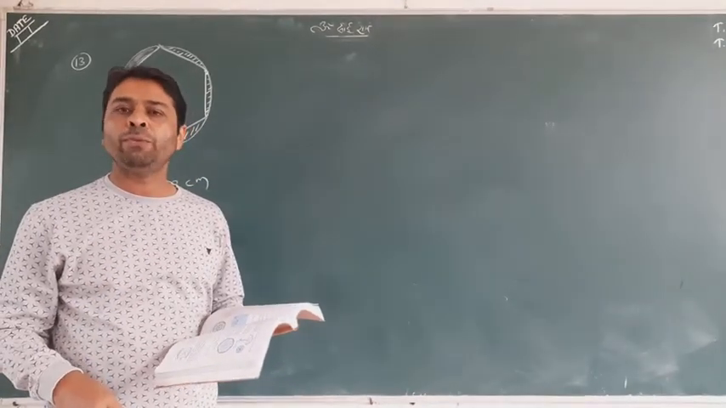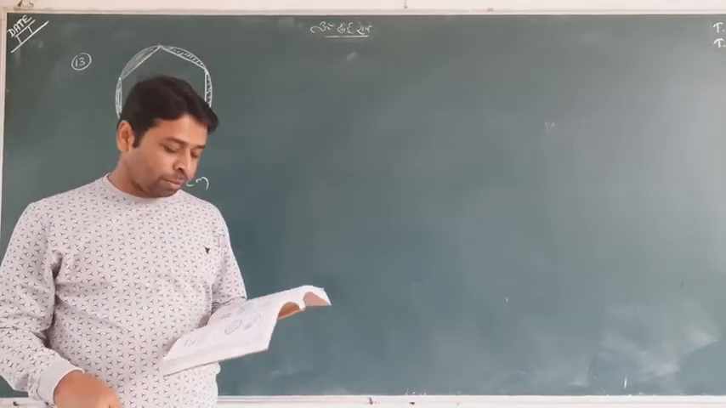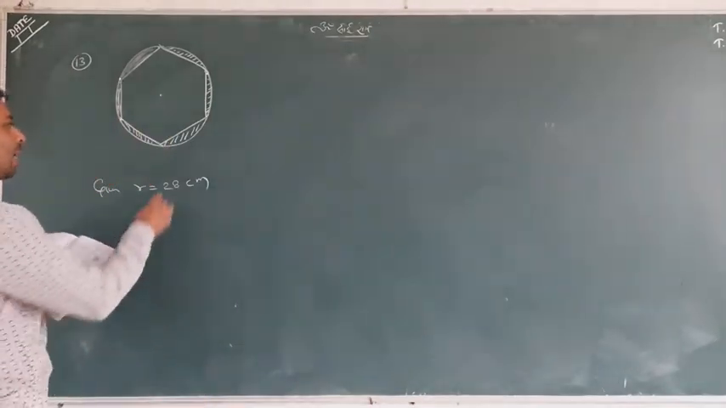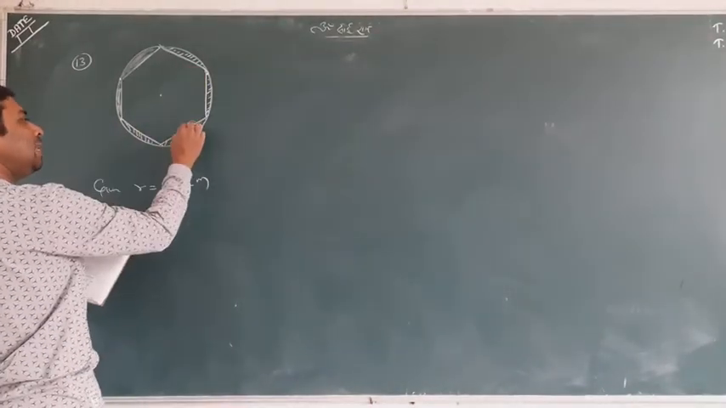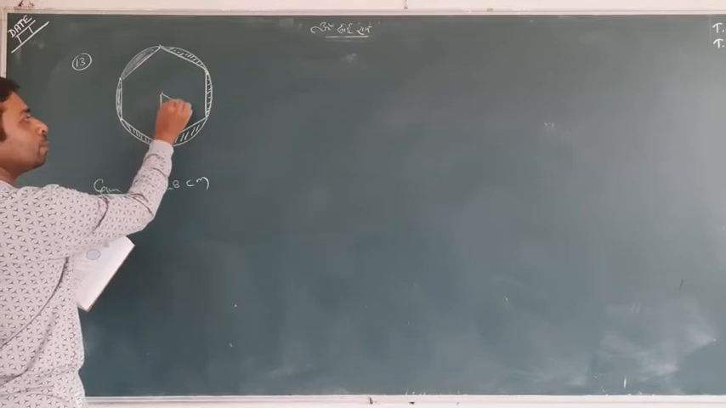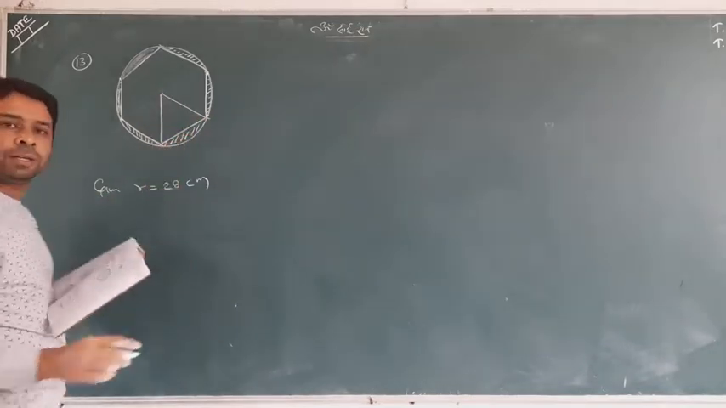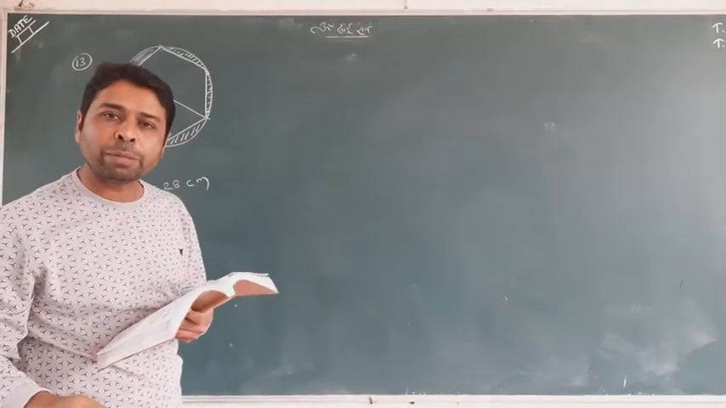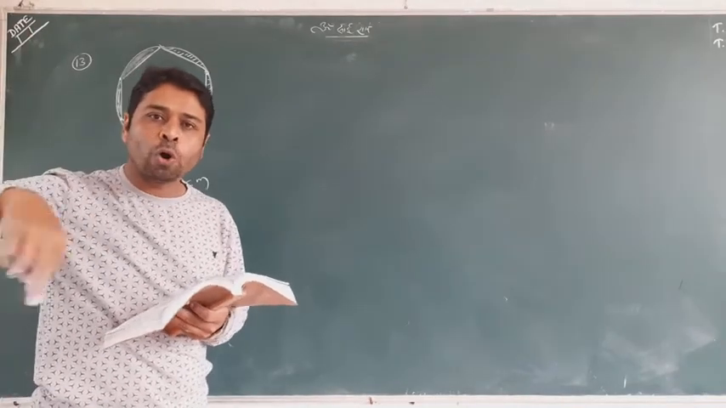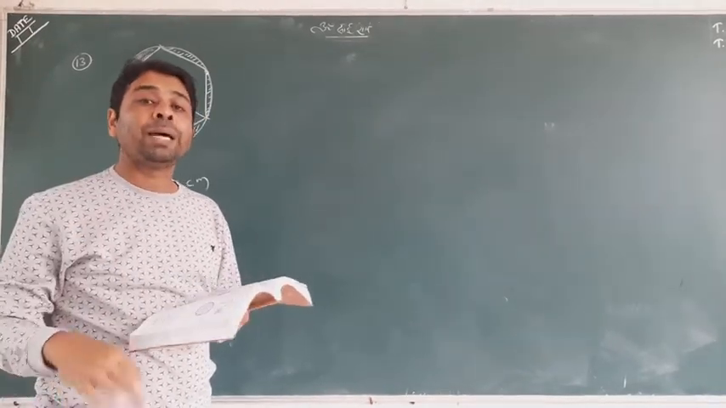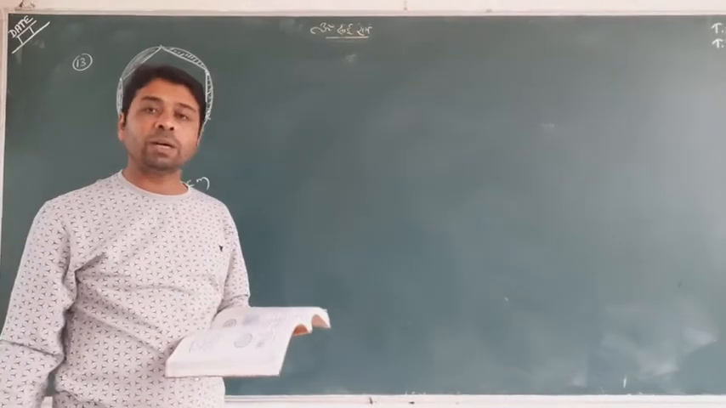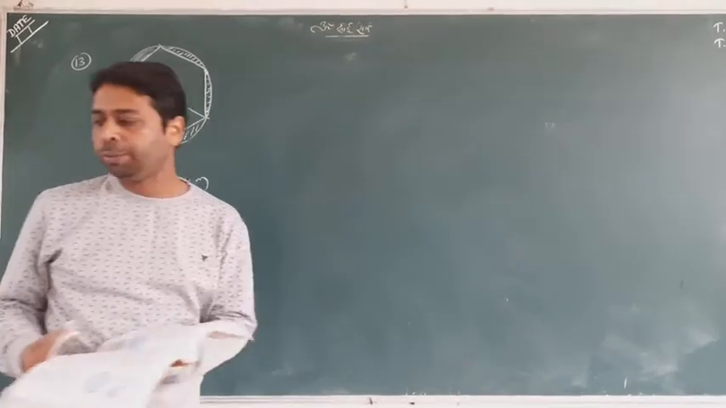What we will do? We will find only the particular segment. You can understand this portion. I will find one segment, only one segment I will find. I will multiply by 6, and I will have all the 6 segments' area. By this area and the cost, I can find the whole, total cost.